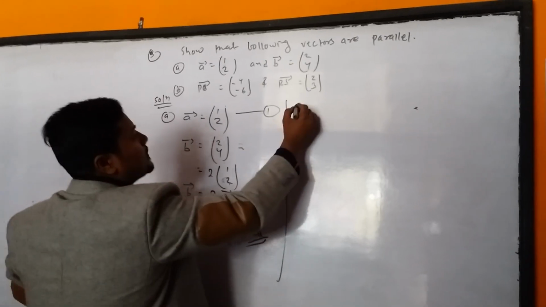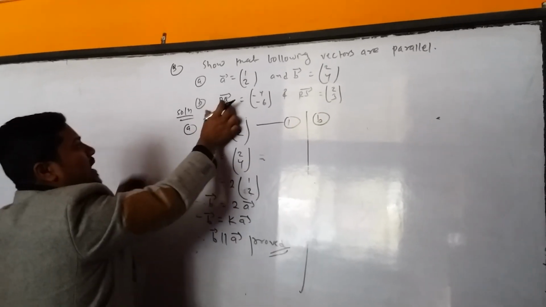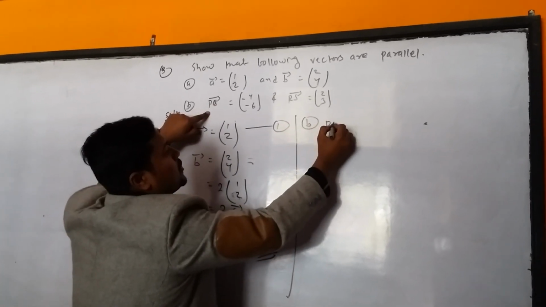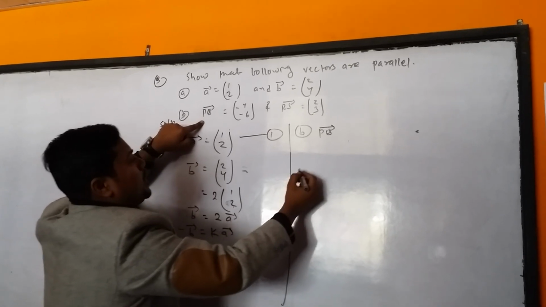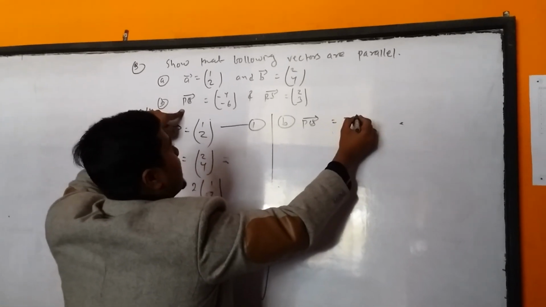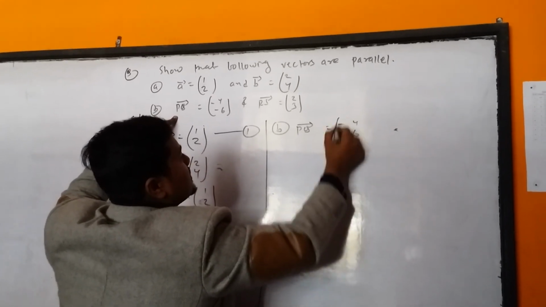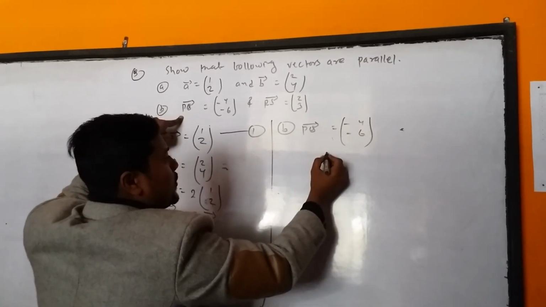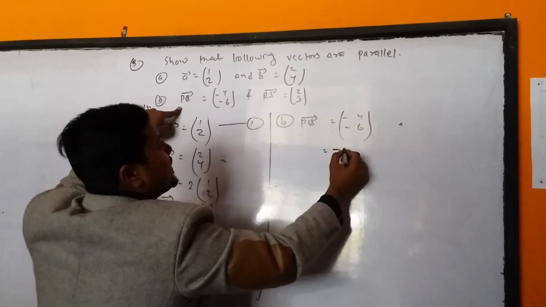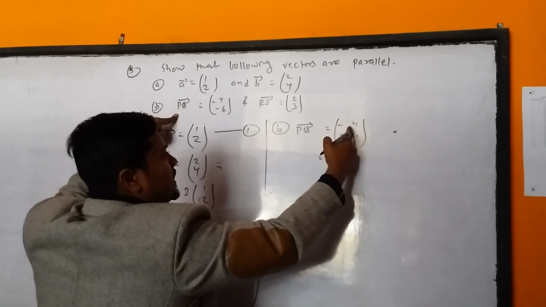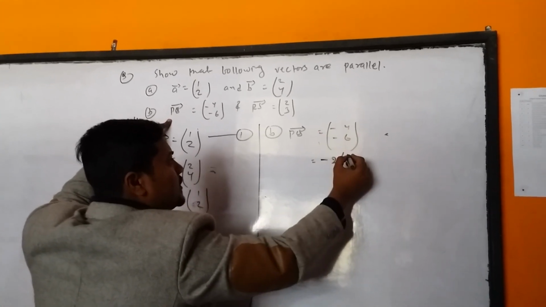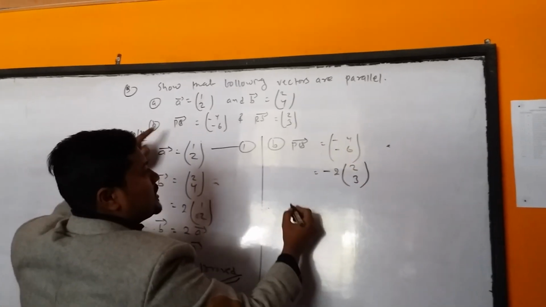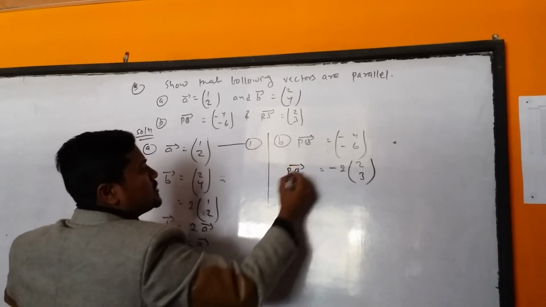So question number A, in this way we can prove. And question number B, how to show parallel? Now given here, PQ vector is equal to what is given? PQ vector is equal to -4 -6. So what can we take common? Minus 2. So what remains here? 2 3 remains here. PQ vector is equal to this.